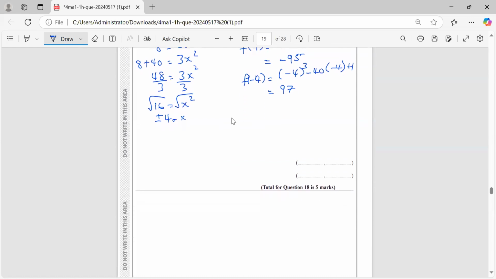So if x is positive 4, we figured out that y is going to be negative 95. And if x is negative 4, we figured out that y is going to be 97. These are your answers over there.